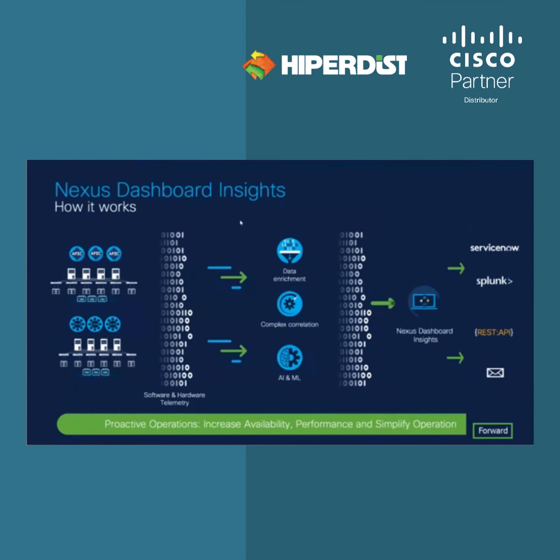So with the Nexus Dashboard Insights, here is how it works: you have EPICs, which do data enrichment, complex correlation, and also AI and machine learning. We have software and hardware telemetry, and all of that information will be sent to the Nexus Dashboard. You will be able to get notified by ServiceNow, Splunk, REST API, or by email. So what we do is proactive operations to increase availability and performance, and we simplify your operations.